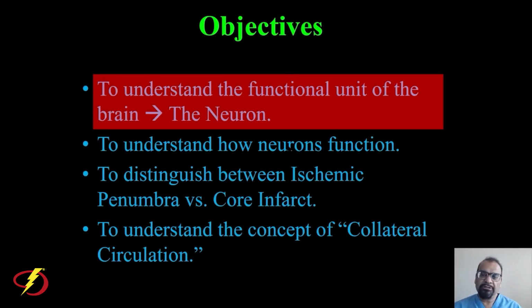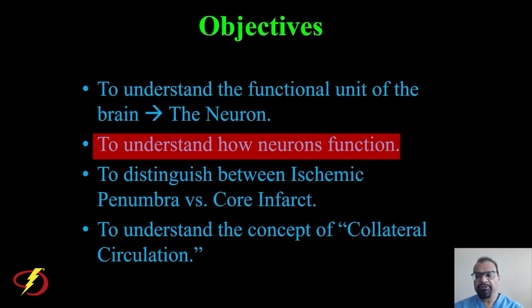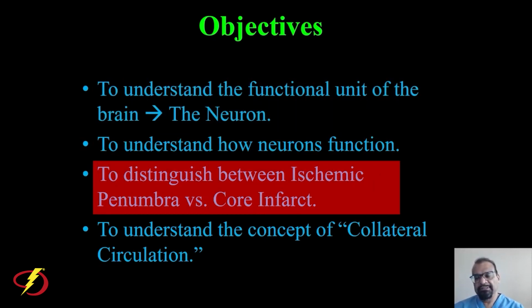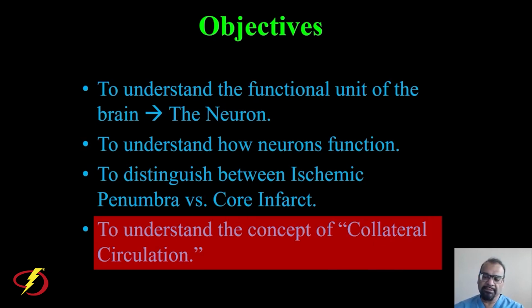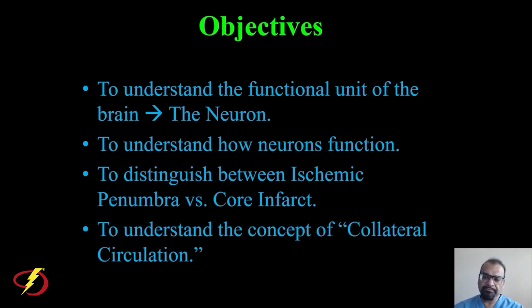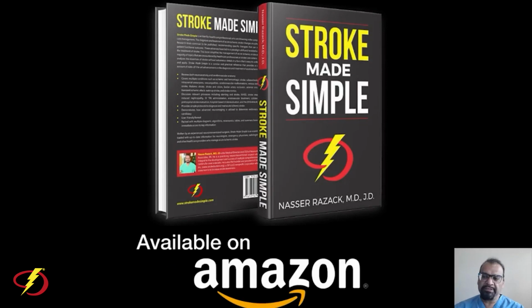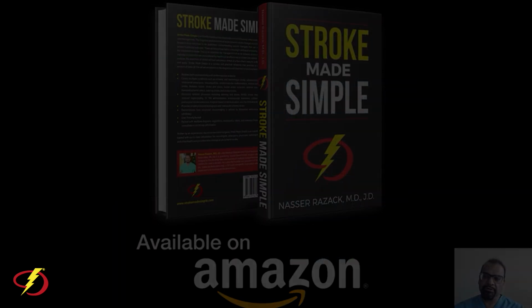So our objectives are to understand the functional unit of the brain, namely the brain cell or neuron, to understand how neurons function, to distinguish between two different entities called ischemic penumbra and core infarct, and to understand the concept of collateral circulation. Remember, this lecture series is based on a book called Stroke Made Simple. This is a brief presentation of Chapter 2, but everything contained within this lecture is in this book.